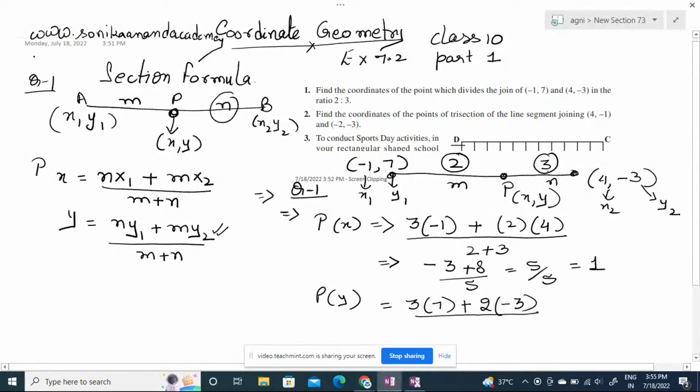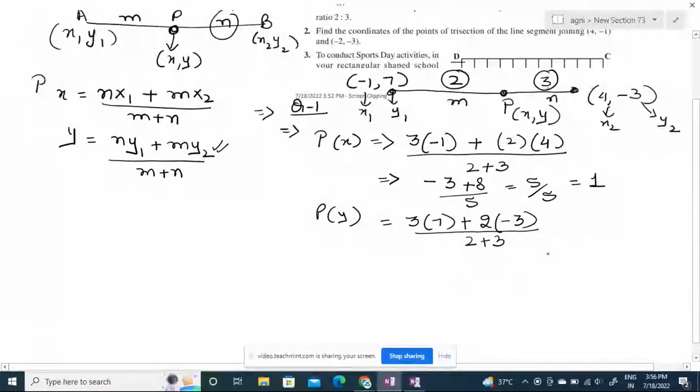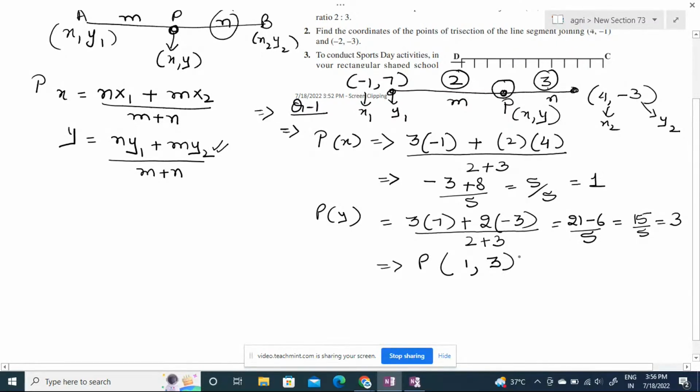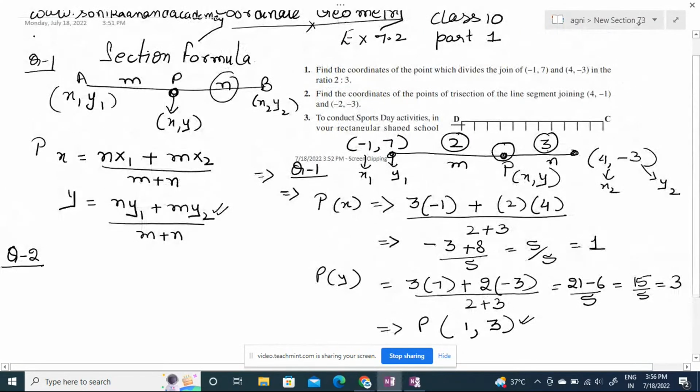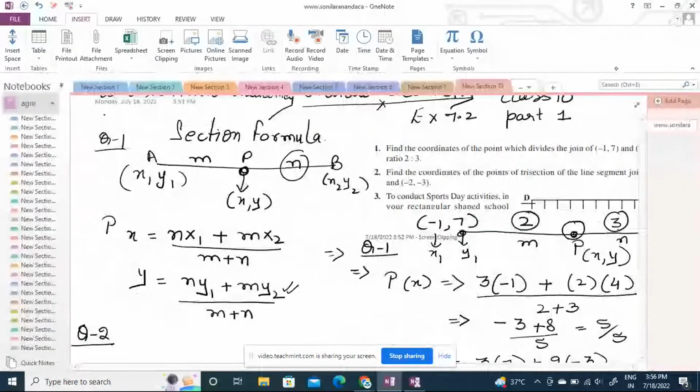Now m plus n, we get 2 plus 3. Now it becomes 21 minus 6 over 5. That means 15 over 5 and we get 3. So the coordinates of the point which divides the joining points in the ratio 2:3, that means the coordinates of the point P are 1 and 3. Now question number 1 is finished. I'm shifting to question number 2. I'm moving to the next page.